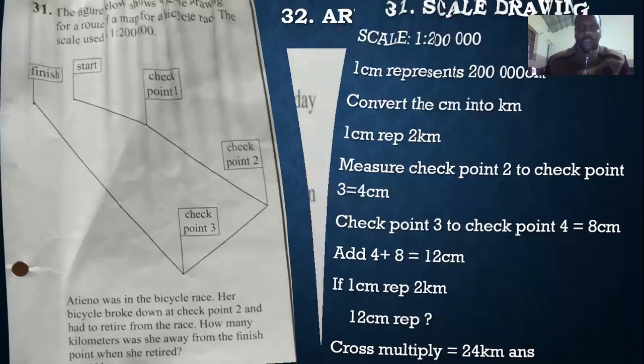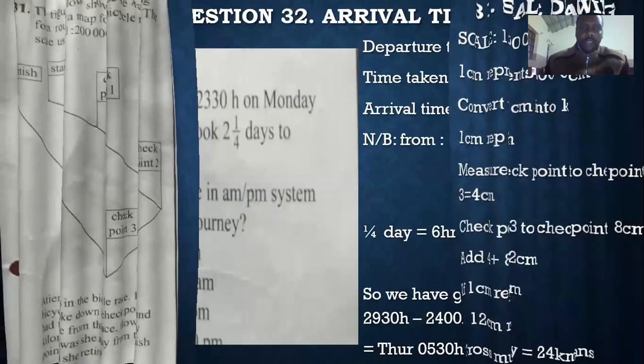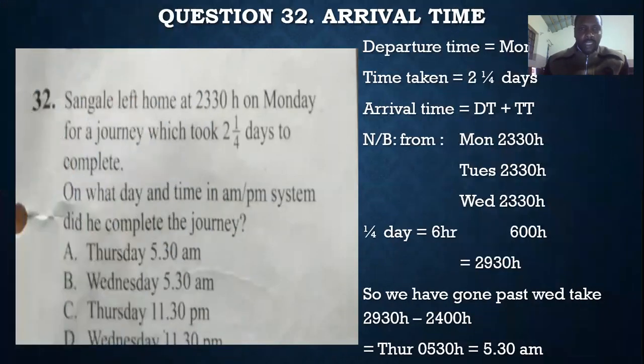Moving on to number 32, we are given a question where most of the candidates failed during that year. And I will tell you the reason. Sagari left home at 23:30 on Monday for a journey which took 2¼ days to complete. On what day and time in AM/PM system did he complete the journey? The key word here is that his journey took 2¼ days, but candidates read this in a hurry and took it as 2¼ hours. These are days, not hours.